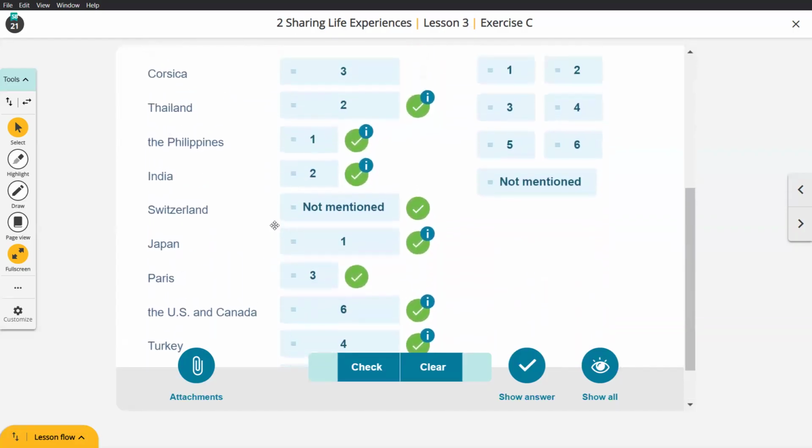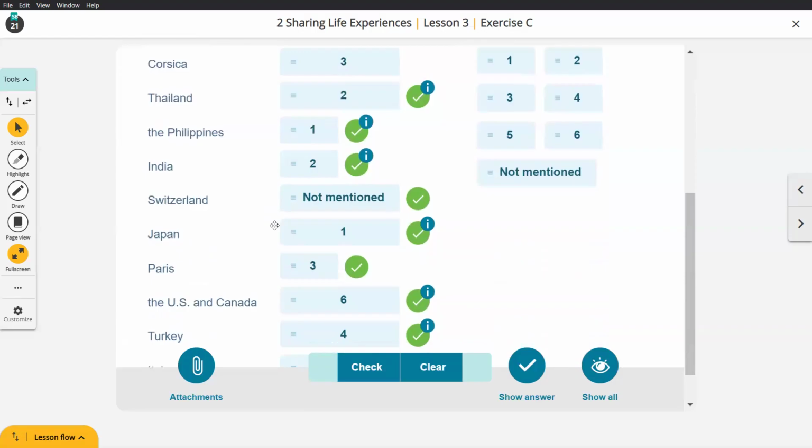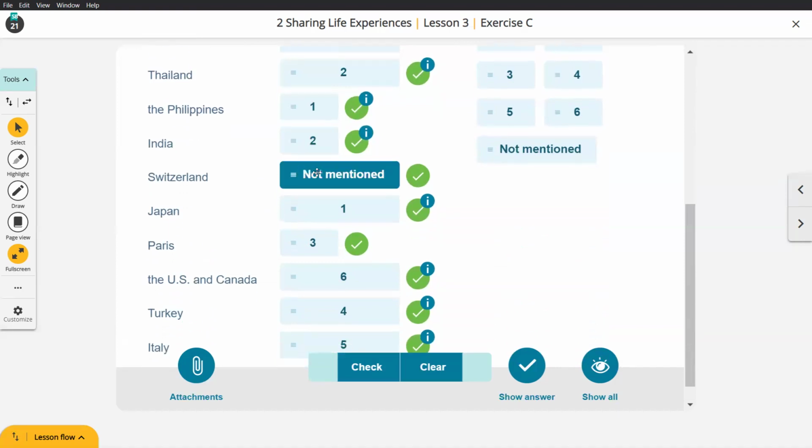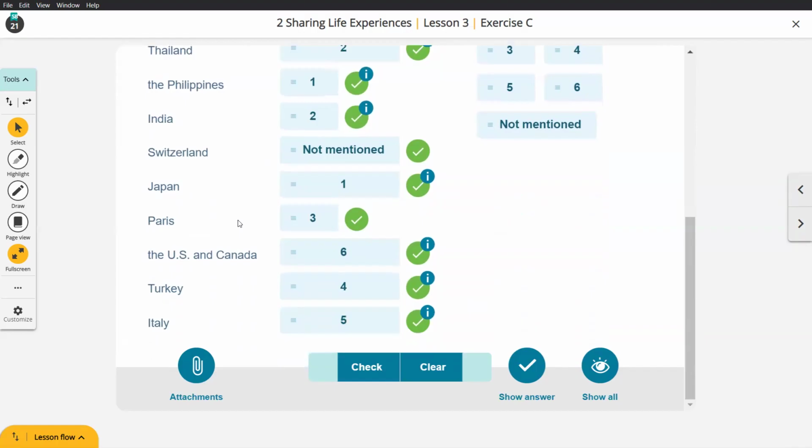You're going to copy it in your book. There you have your answers. Corsica 3, Thailand 2, Philippines 1, India 2, Switzerland not mentioned, Japan 1, Paris 3, the USA and Canada 6, Turkey 4, and Italy 5. Okay? Perfect.